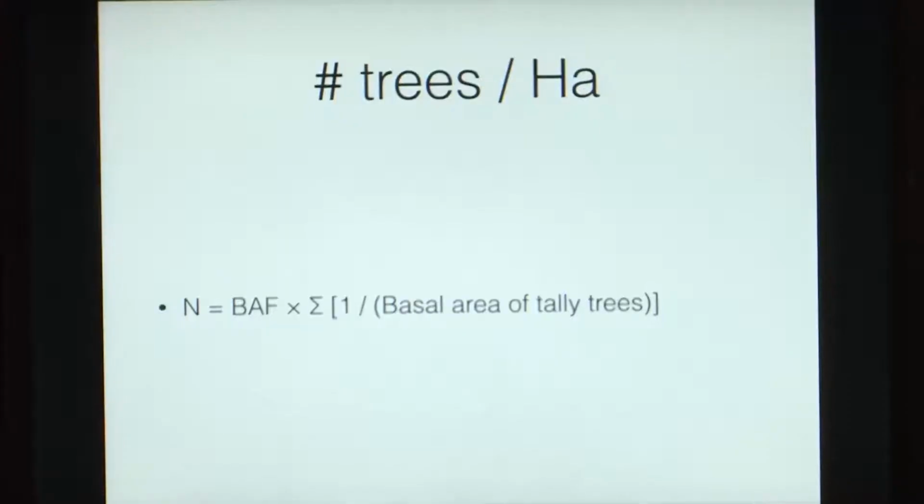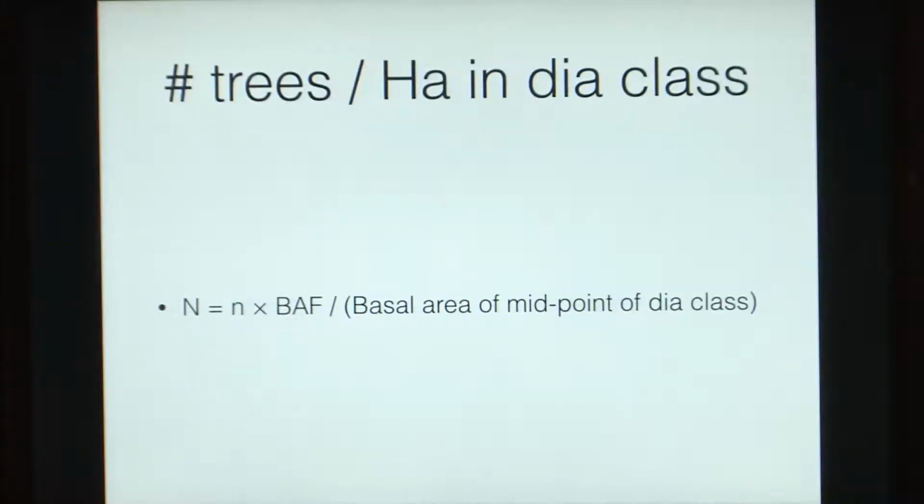We also saw how we could calculate the number of trees per hectare, which is given by this formula. N is equal to basal area factor multiplied by the sum of the reciprocals of the basal areas of tally trees. So, this gives us the number of trees per hectare. We can even find out the number of trees per hectare in each diameter class by using this formula. Here N is equal to the number of trees in that diameter class multiplied by the basal area factor and divided by the basal area of the midpoint of the diameter class.